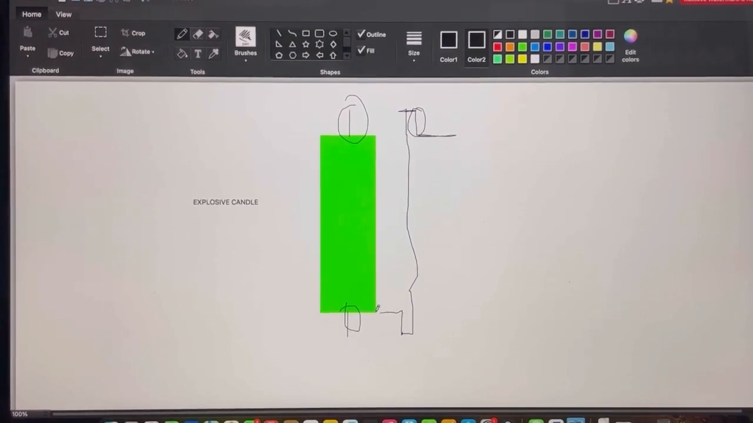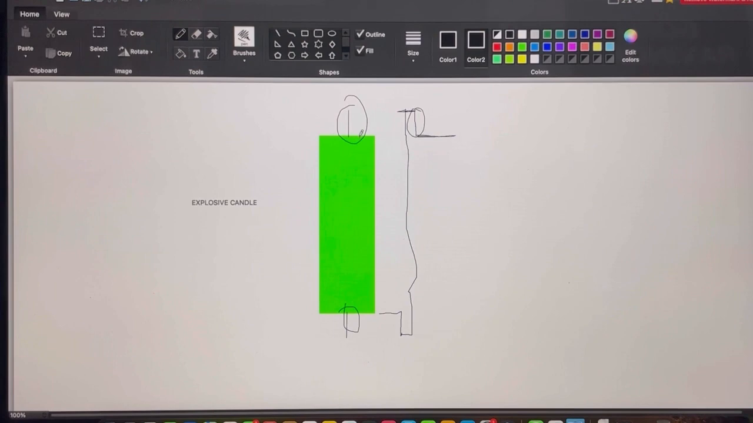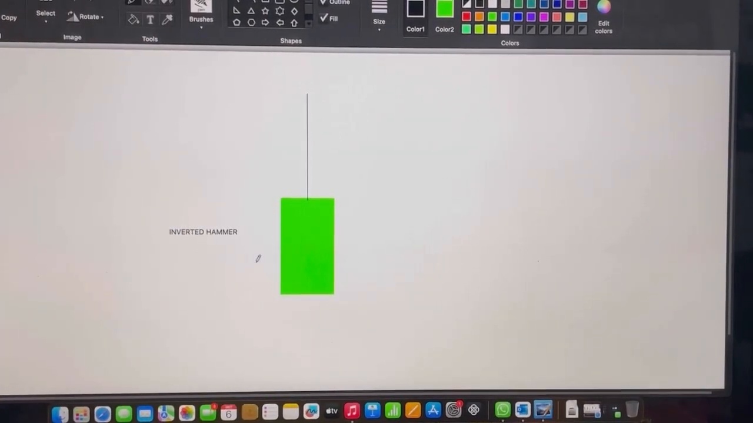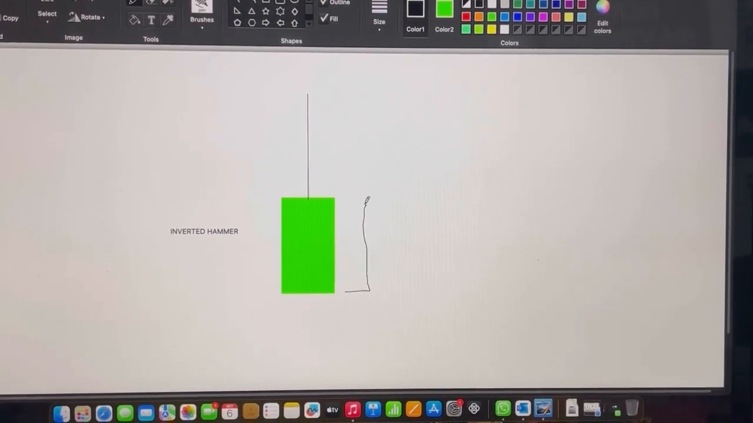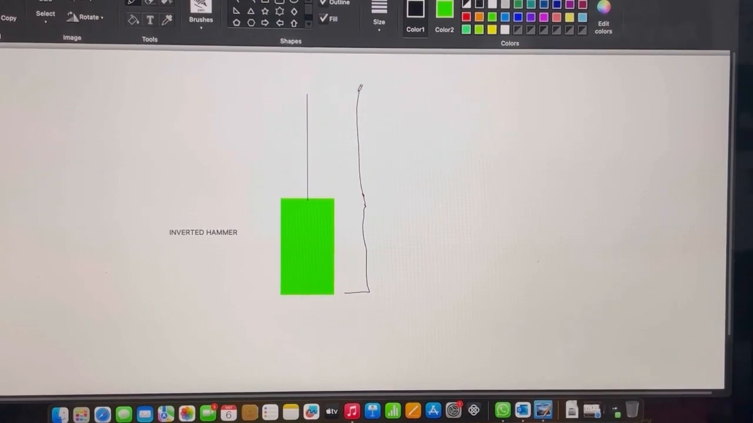So that means here, ultimately, the buyers have won the battle, but to some extent the selling pressure is also observed in this candle. Guys, this is the third candle that we are going through, and it is the inverted hammer candle. If you observe this candle deeply, the price opened and then went a long way up aggressively till this point of time.